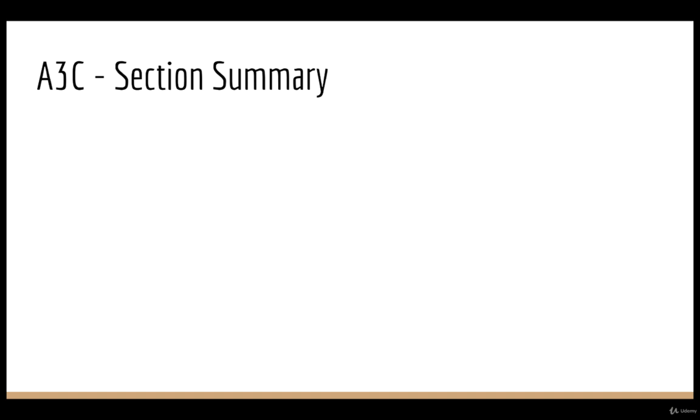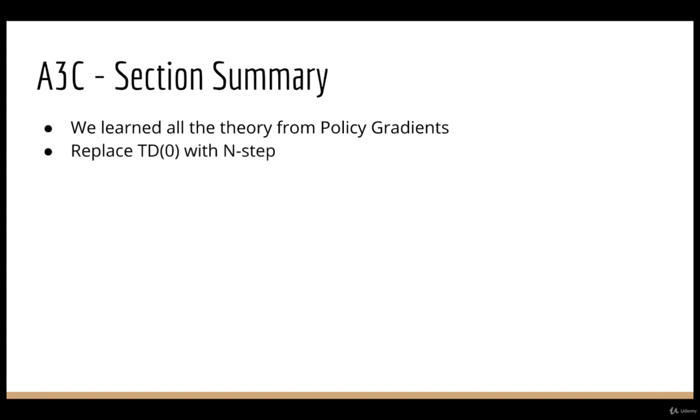In this lecture, we are going to summarize everything we learned in this section. A majority of this section was just code because we already learned all the theory we needed in the policy gradient section. The only minor difference in theory is that we use the n-step return instead of the TD return.